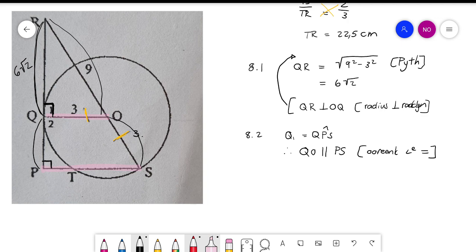Okay. Good. So now I can say QP over QR is equal to OS over OR. Wat's my rede?